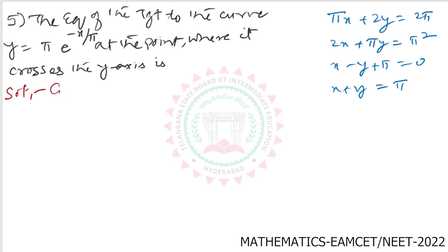Now write down, given curve is y = π e^(−x/π). So tangent to the curve means directly it reflects that you have to find the value of dy/dx. After finding dy/dx, you have to find the equation of the tangent. So first of all, I am finding dy/dx. For that purpose, differentiating with respect to x.